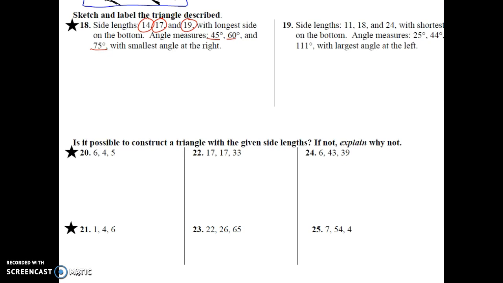So the first thing I would do is order those numbers, 14, 17, 19, from small to big. And I'm also going to order my angles from small to big. Remember, these are all degrees, and the angles and the sides have to be opposite of each other. So if we organize everything, we will know how to arrange our triangle. Remember that the longest side has to be on the bottom, so we're going to put the longest side on the bottom, and that would be our 19 right here.